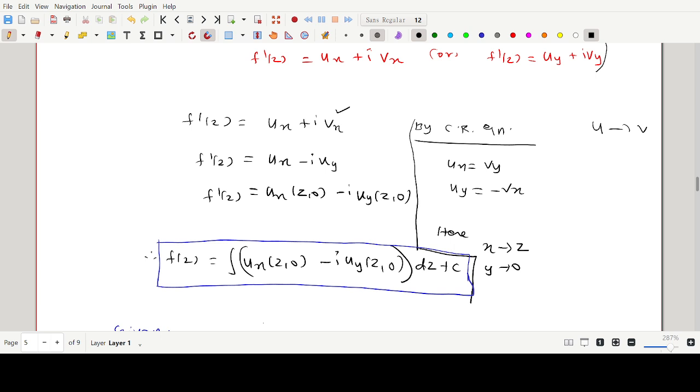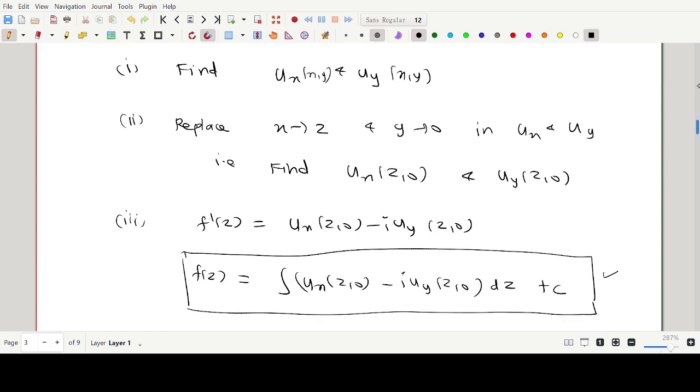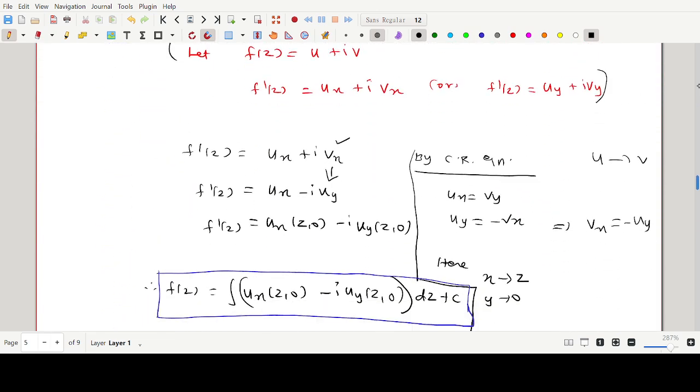Since uy is equal to minus vx, I write vx is nothing but minus uy. So here I can replace vx with minus uy. Our f dash of z is nothing but ux minus i uy, because the real part u of f of z is given. From that I formed the derivative f dash of z equal to ux minus i uy. So this is the rule mentioned here. No need to memorize this one, because by the CR equation I can form that formula.